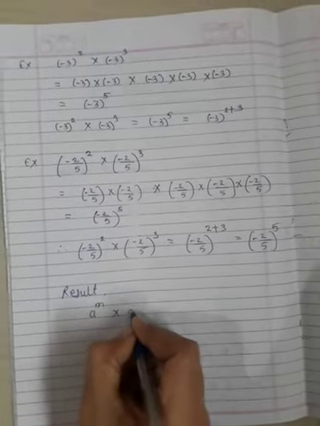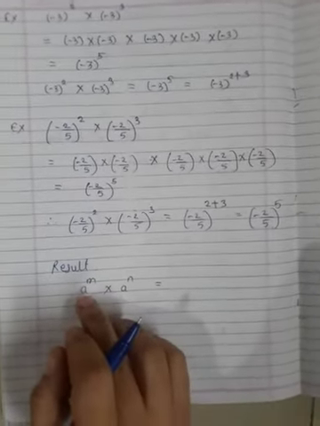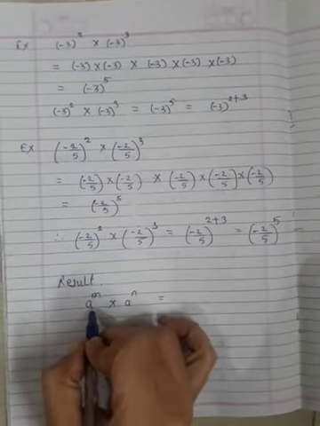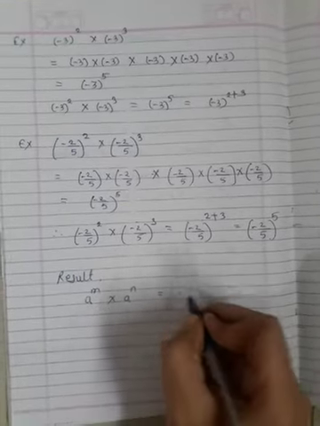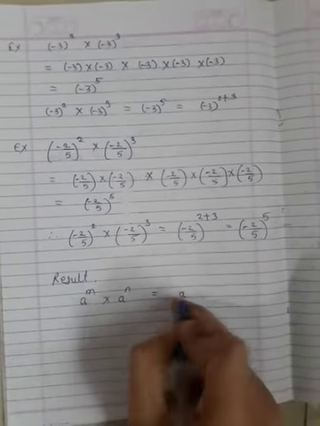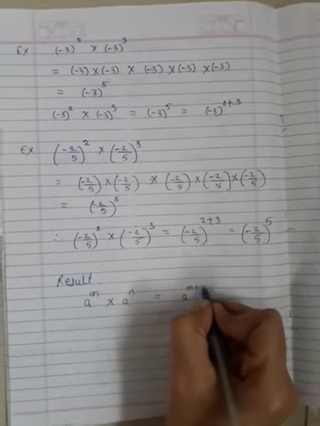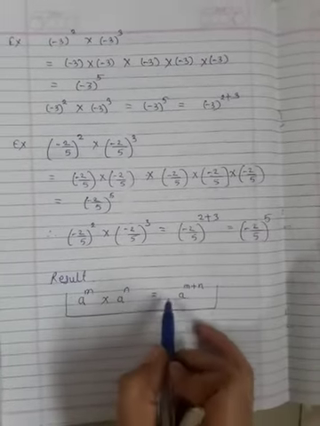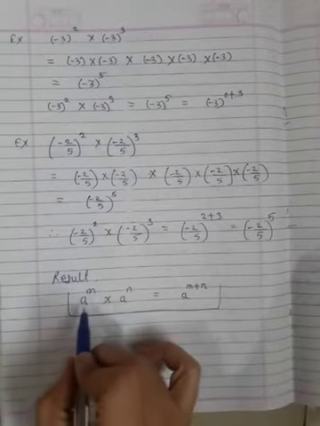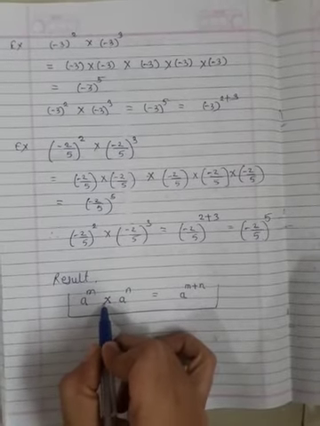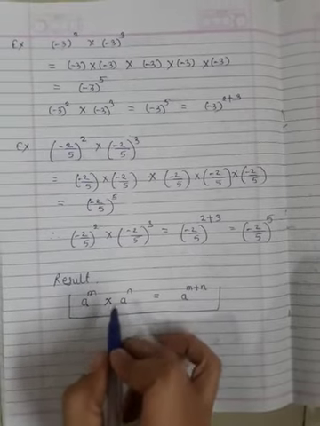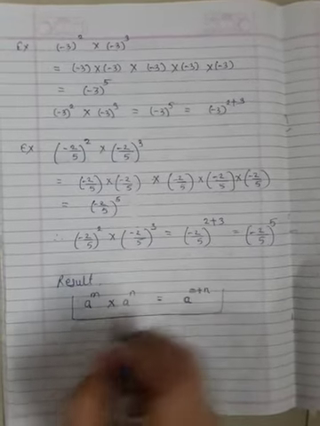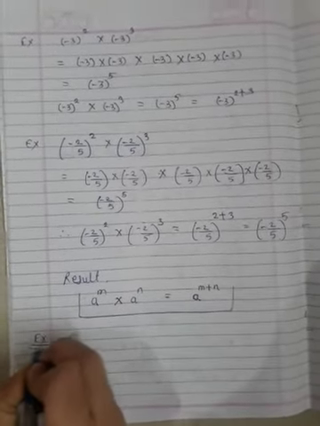Multiplication of indices with the same base. See here, if there is a multiplication of indices with the same base, these two indices have the same base a, then what happens? Their base remains the same and power gets added. So a^m into a^n is nothing but a^(m+n). Means if there is a multiplication of indices with the same base, then their base remains the same and power gets added. You can apply this property in examples.